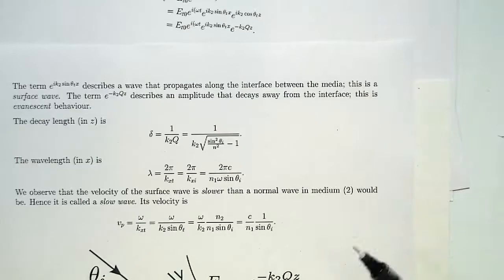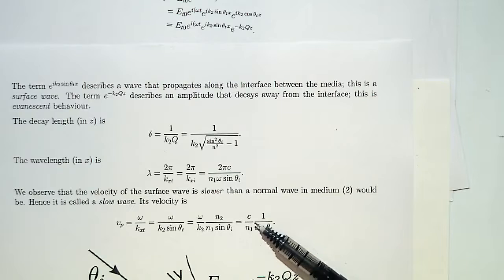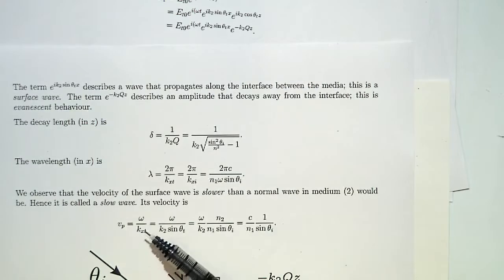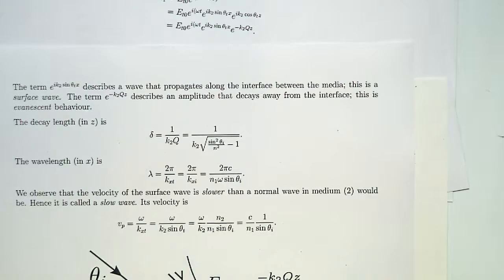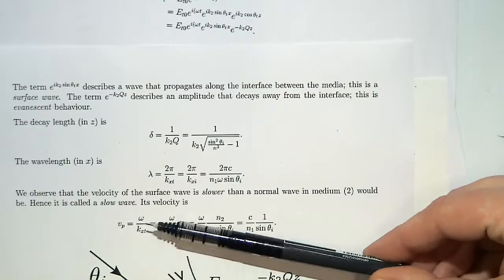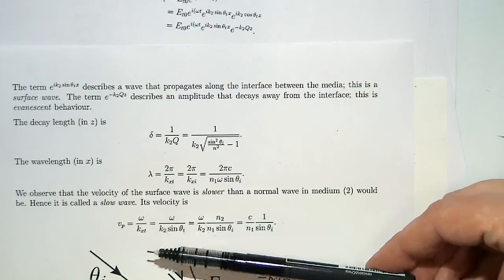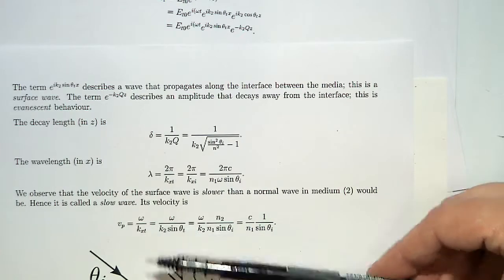even though medium 2 is less dense, and therefore we should have a faster wave if we had a proper transmitted wave here, the wave is travelling more slowly. So it's called a slow wave. We can calculate explicitly what its velocity is. It's simply the ratio of the frequency, which is constant everywhere, divided by the wave number along the surface.